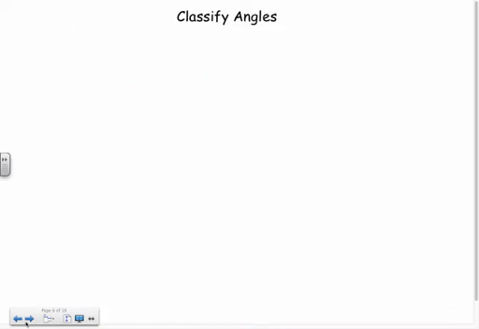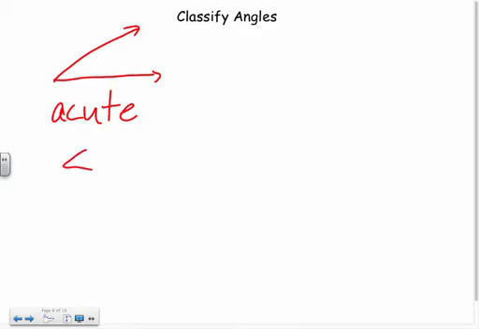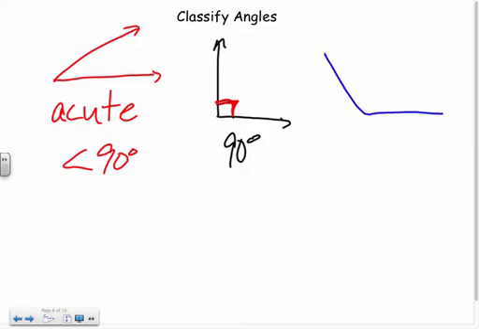Classifying angles, this is stuff you should already know. Just remember that an acute angle is less than 90 degrees. Then you have a right angle, which is exactly 90 degrees. And you'll see it marked with this little box here in the corner to show that it's a right angle. And lastly, an obtuse angle is greater than 90 degrees. Any angle greater than 90 degrees.